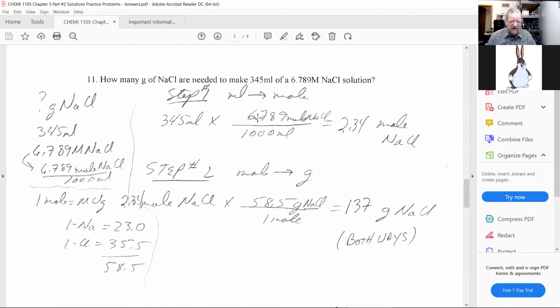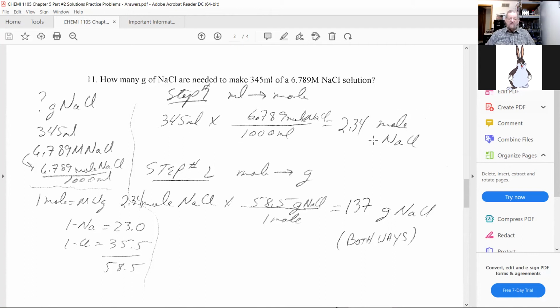Put those numbers in, 6.789 moles NaCl per 1,000 milliliters. Milliliters divided by milliliters cancel out. I'm left with moles of NaCl, which is what I want to get to. 3 significant, 4 significant. Remember, the 1,000 is an exact number. Which is the lowest number? Hard question. Hopefully I'll pick 3. So your answer is 3.